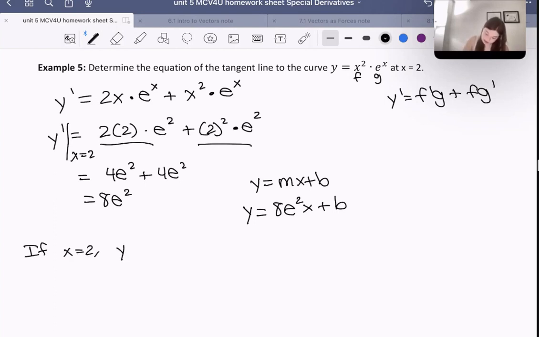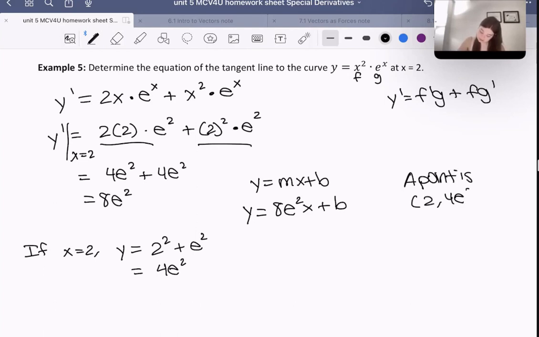then y would be equal to x squared, which is 2 squared, times e squared. So that's going to be 4e squared. Therefore a point is (2, 4e squared), right? A point on the original function is that. Now, do we have to use that point? No, we can use any point we want. That's just the point I chose personally, but it does not matter which point you choose. You will get the same answer either way, or at least you should, if you're doing it correctly.